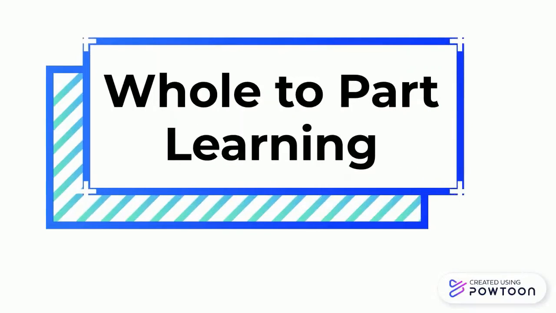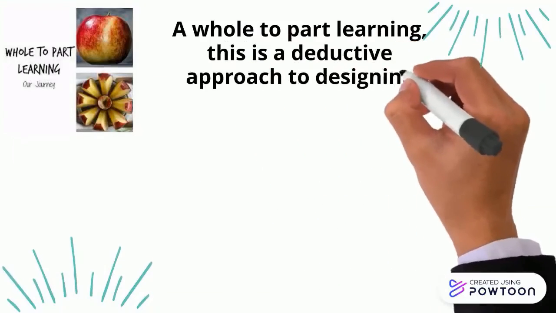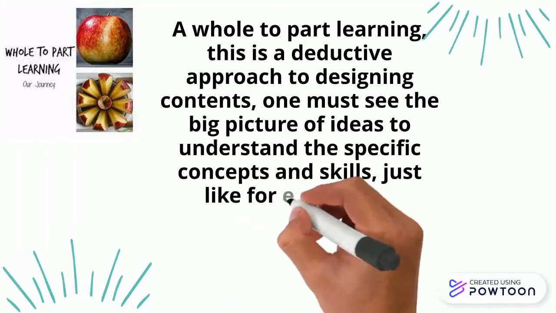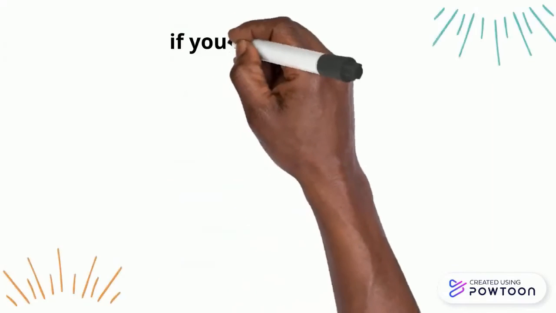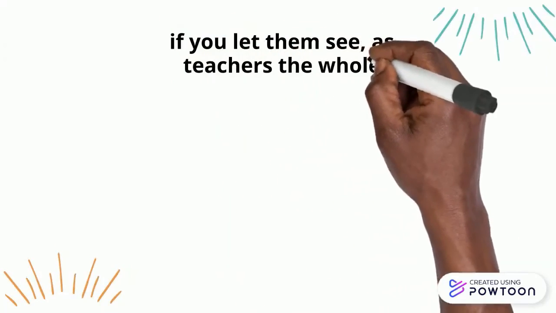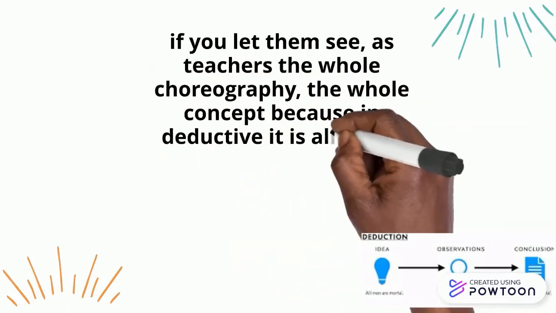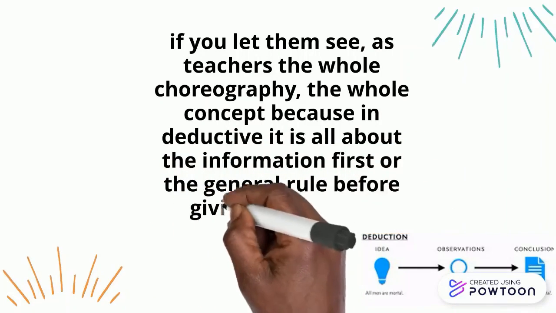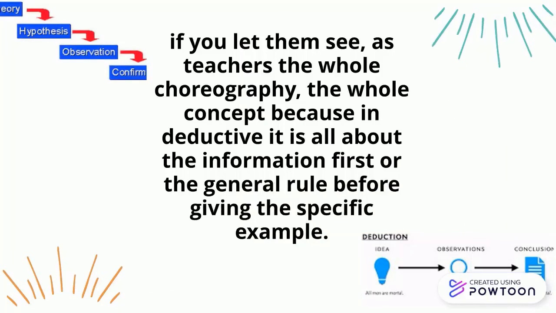A whole-to-part learning. This is the deductive approach to designing contents. One must see the big picture of ideas to understand the specific concepts and skills. Just like, for example, in dancing, the learners can only understand what this is all about if you let them see, as the teacher, the whole choreography, the whole concept. Because in deductive, it is all about the information first, or the general rule before giving the specific examples. That is the deductive approach or the whole-to-part learning.